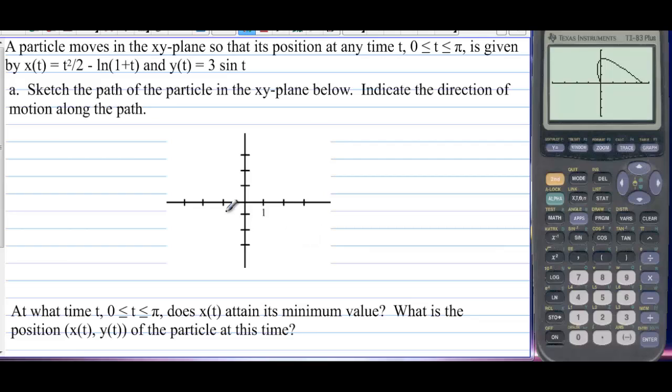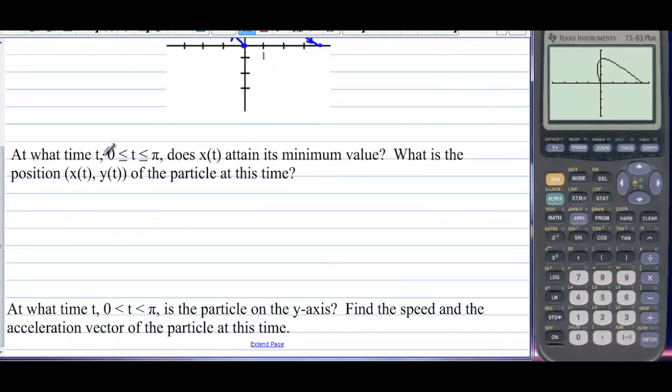Let's try to imitate that a little bit. We'll copy it. We're here. Looks like we're at 3. And then looks like we are a little past 3. So maybe it ends right here. So we're looping up and then coming back down like that. And the direction of the path as it was graphed is this path right here, and we'll indicate that with little arrows.